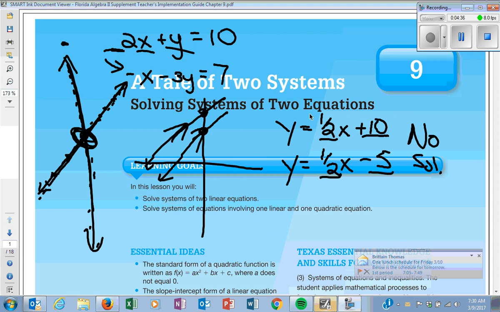Are you with me? There's another one, because I can make things look different, but it really is the same equation. Here's what I mean.